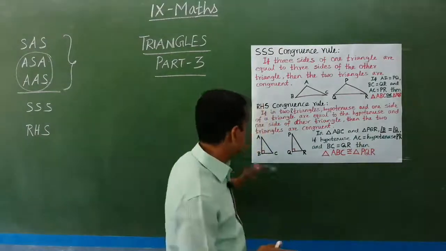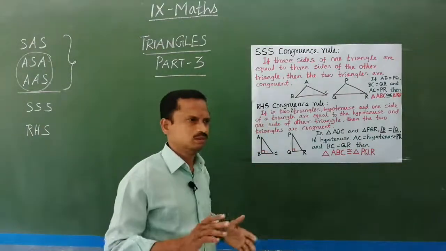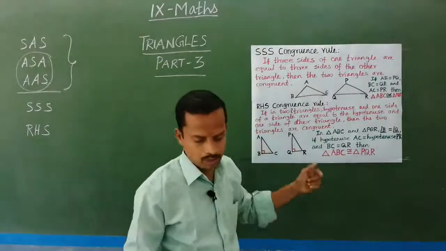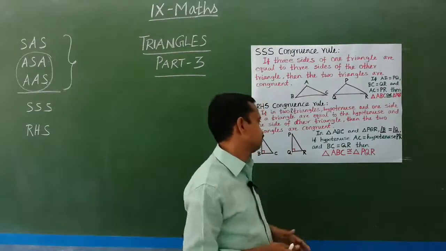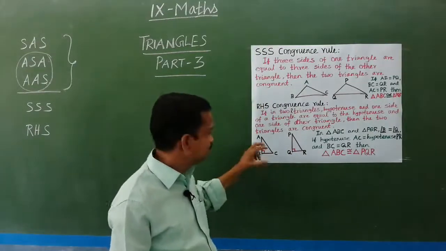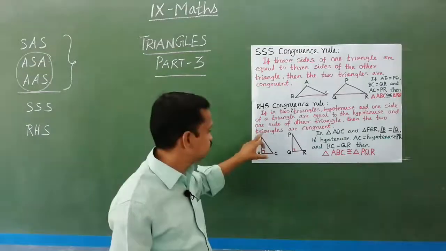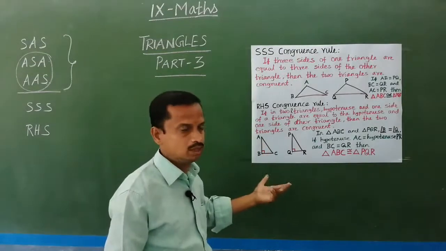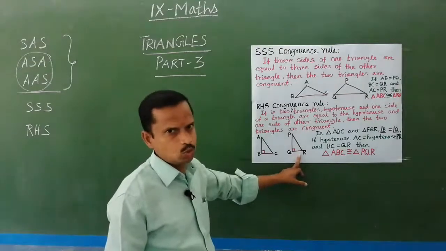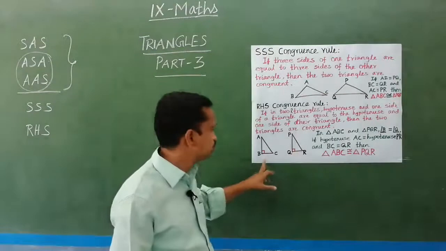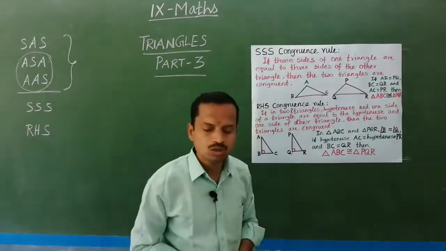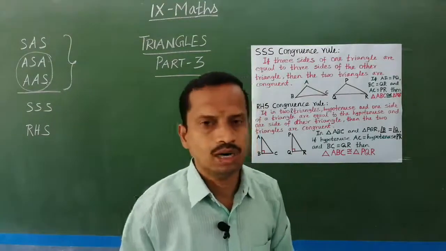Simply we can put AC equal to PR, but for your reference I am telling you that hypotenuse AC is equal to hypotenuse PR. And one side, for example, you can take BC, either AB or BC. So out of these two sides, any one side. So if you take BC here, it should correspond to QR in the next triangle. So if BC is equal to QR, then triangle ABC is congruent to triangle PQR.